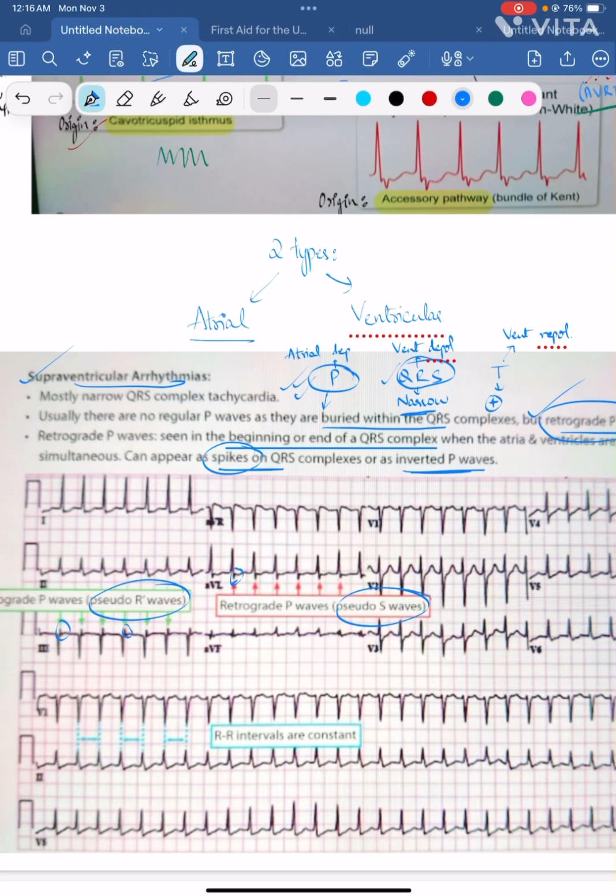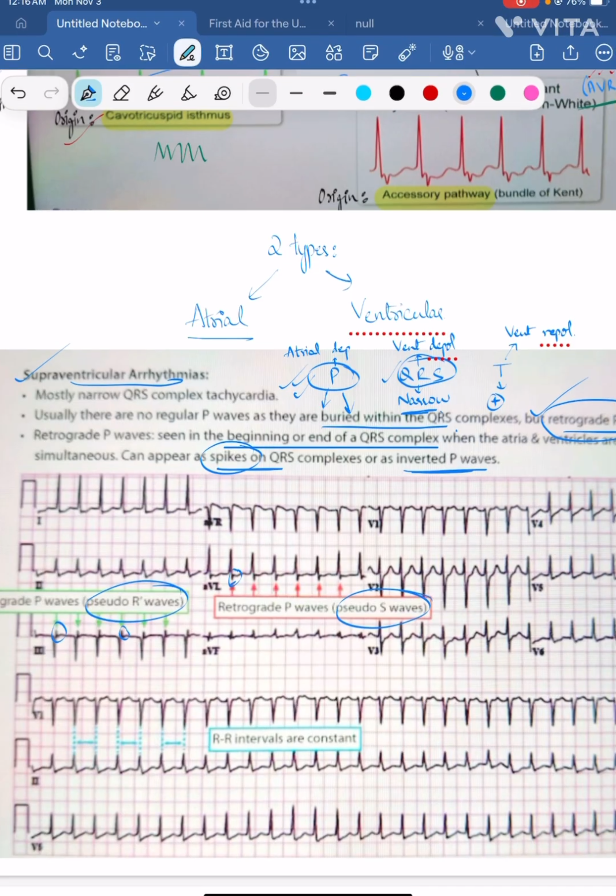So you have a problem in atrial depolarization. For this reason, you can see the P waves are buried in the QRS complex, or you have retrograde P waves. What are retrograde P waves? They are spikes at the beginning or at the end of the QRS complex. So these at the beginning are pseudo R waves, and there's a pseudo P wave at the end.